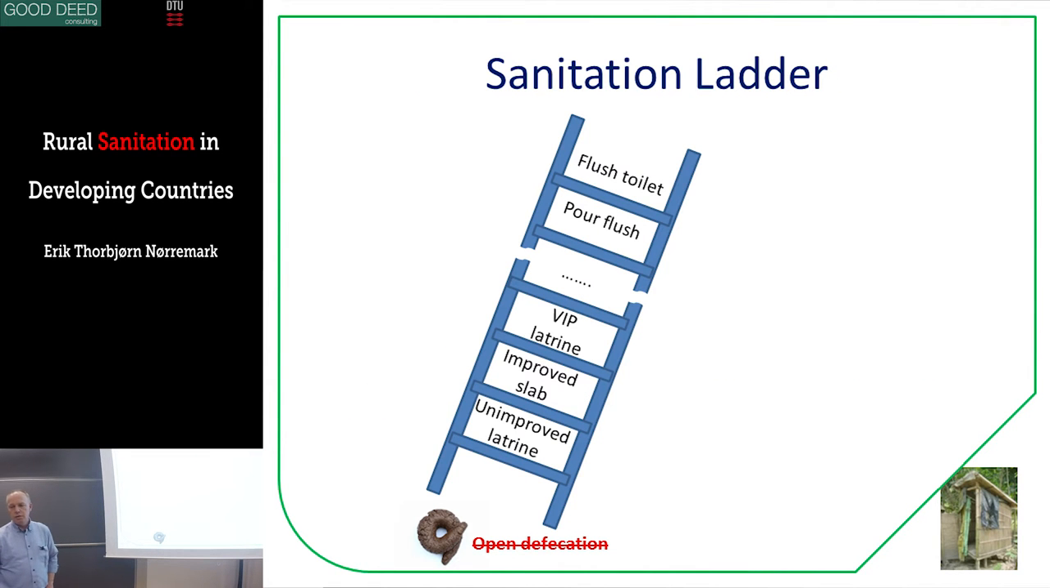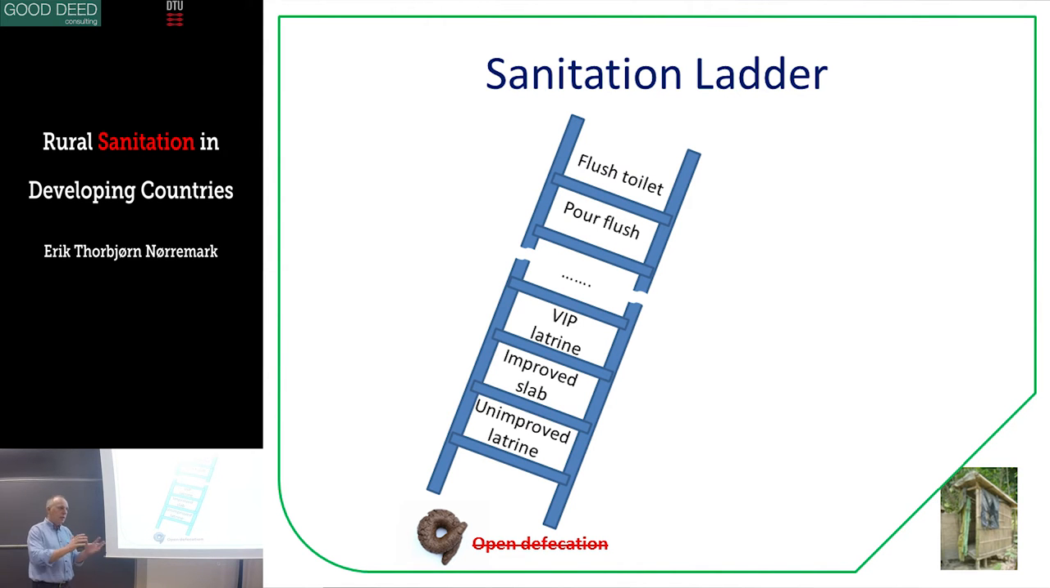We have something called the sanitation ladder, where we start at the bottom with the open defecation that we don't like. We want to do something better. We call it a ladder because you step up and you get improved quality every time you step. So it could, for example, be an unimproved latrine, then an improved slab, VIP latrine, something else, a pour flush, and then in the end, a flush toilet like we have here at DTU.